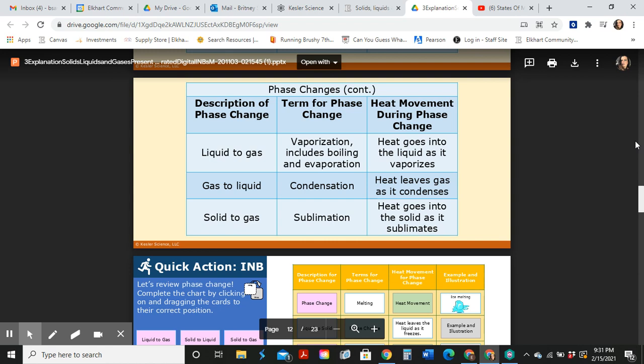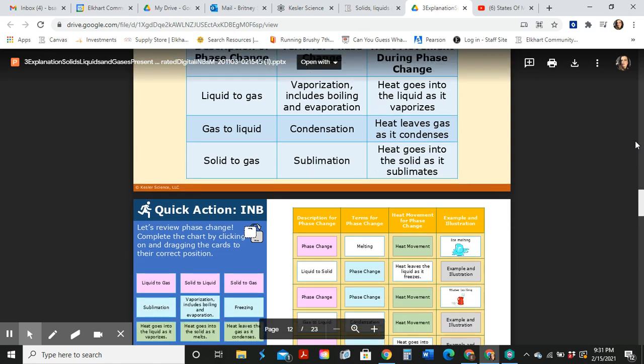Gas to liquid is condensation. Heat leaves the gas as it condenses. Then solid to gas is called sublimation. It's when heat goes into the solid as it sublimates.